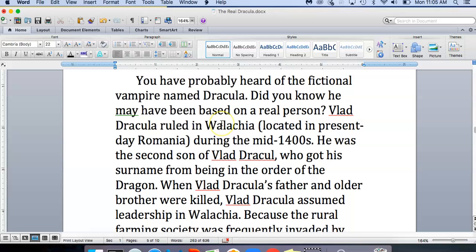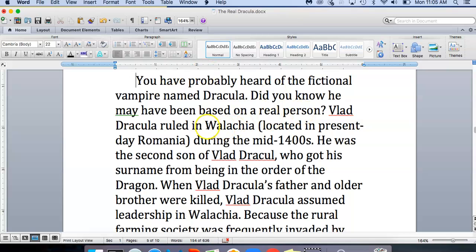Okay, so if you said Vlad Dracula, you are correct. Vlad Dracula is actually a real person where the fictional character Dracula came from, or was based on this person. Now, where does Vlad Dracula live?